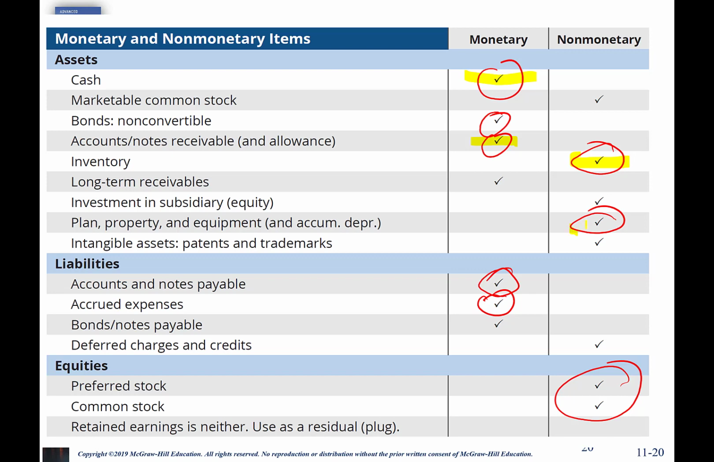There's our property, plant, and equipment. That's like our house example. Liabilities, accounts and notes payable, are monetary. And for the preferred stock, common stock, our stockholders' equities, we call out whether it's monetary or non-monetary, but we're going to see that the foreign currency translation and remeasurement rules are very specific about what we should be using for our equity items, so we don't really need to worry about categorizing them as monetary or non-monetary for that purpose.